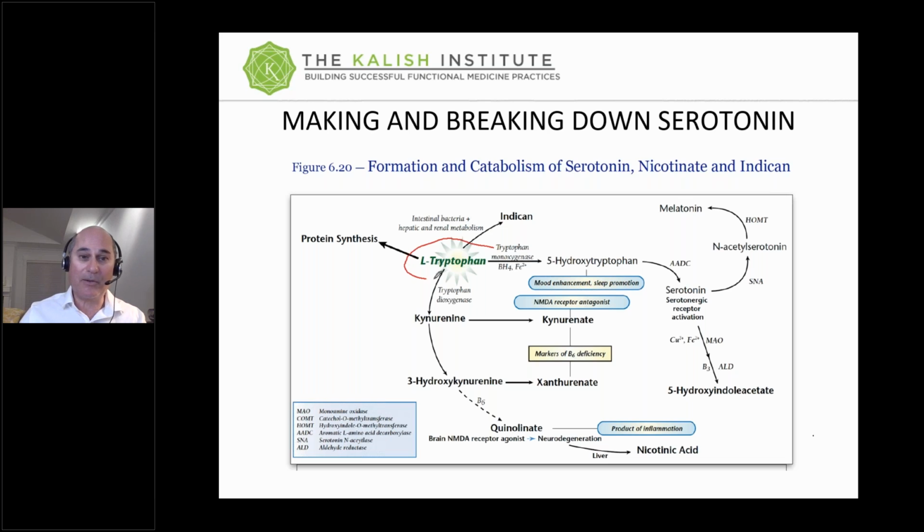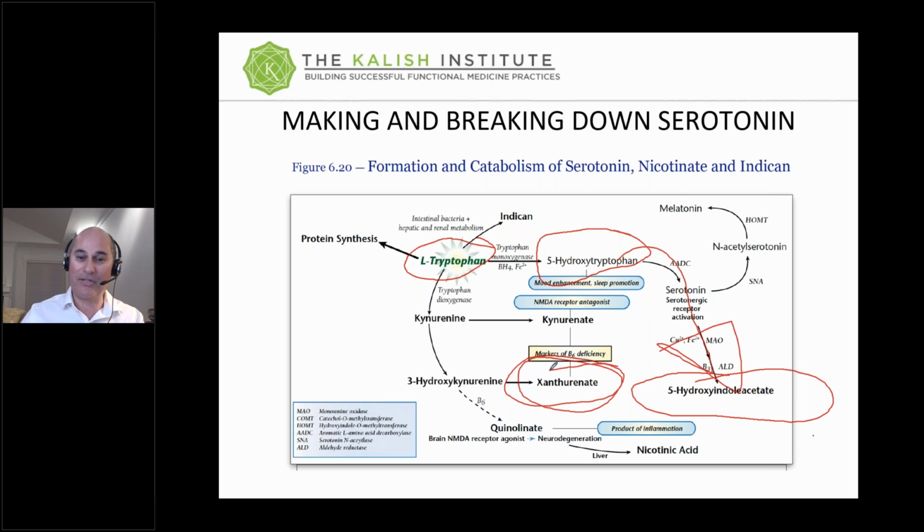It's not so bad. So here's our tryptophan converting to 5-HTP, and what we're worried about on the labs are these markers. 5-HIAA, that's the metabolite of serotonin. Xanthurenate or xanthurenic acid, that's a very clear indicator for B6 deficiency.